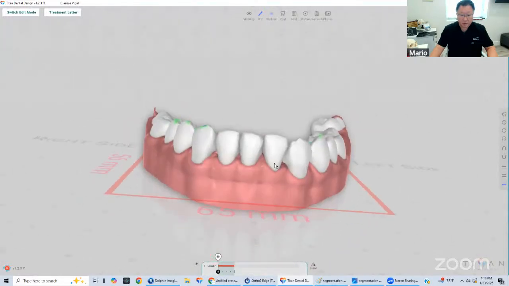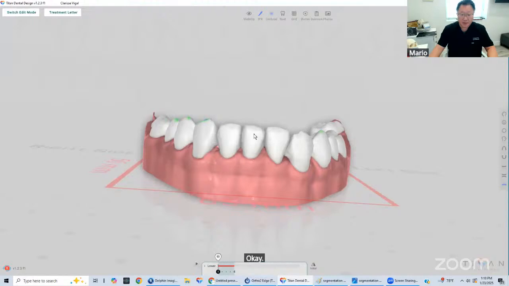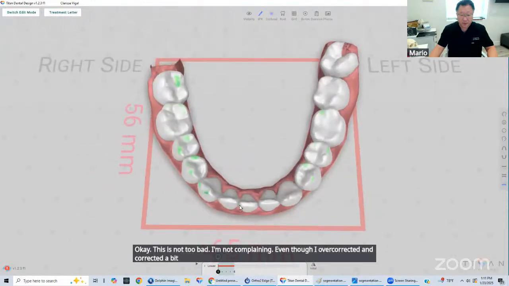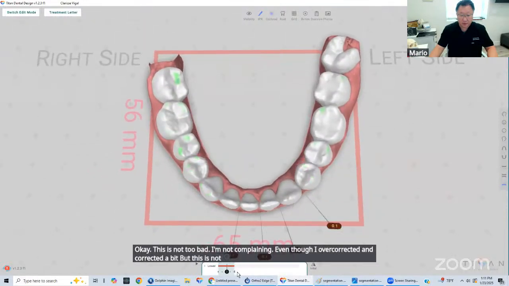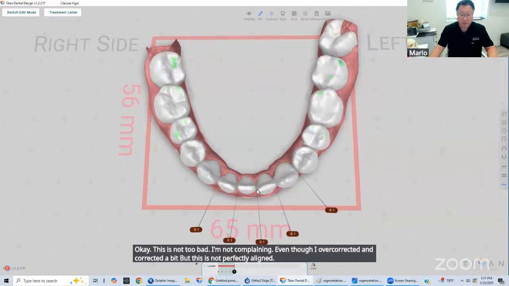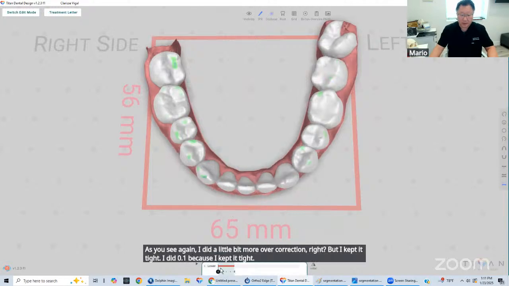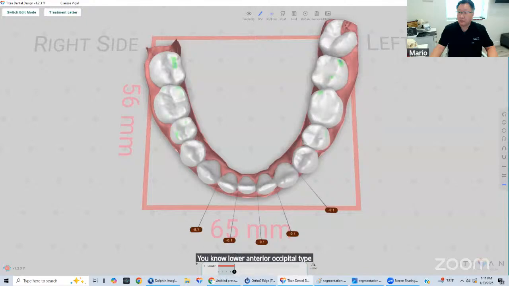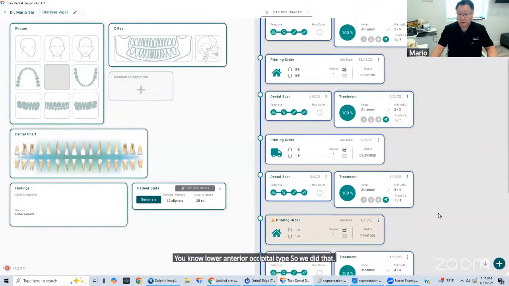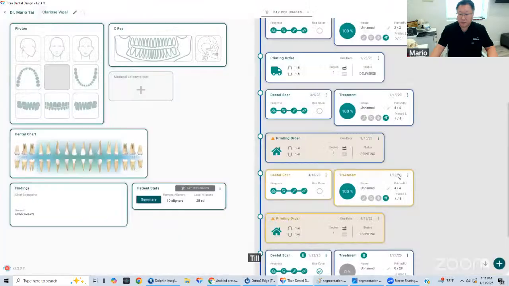Okay. So this is not too bad. I'm not complaining, even though I overcorrected, it corrected a bit. But this is not perfectly aligned. So as you see again, I did a little bit more overcorrection, right? But I kept it tight. I did 0.1 because I kept it tight. Lower anterior, I kept it a little tight. So we did that. That was March, and then here's April.